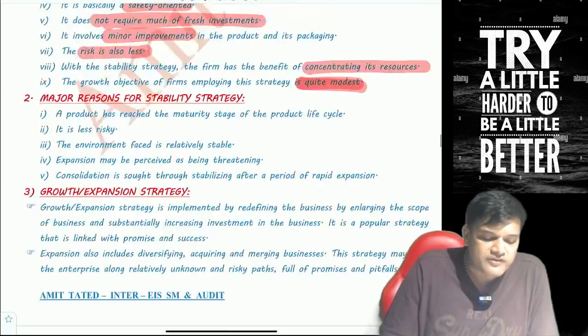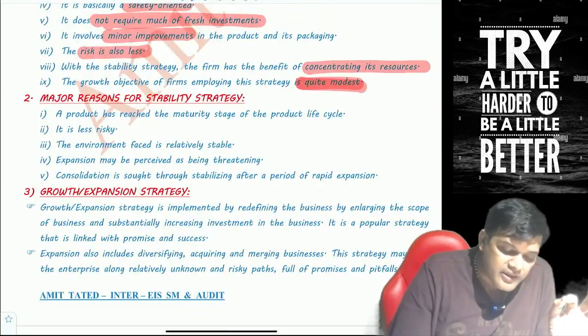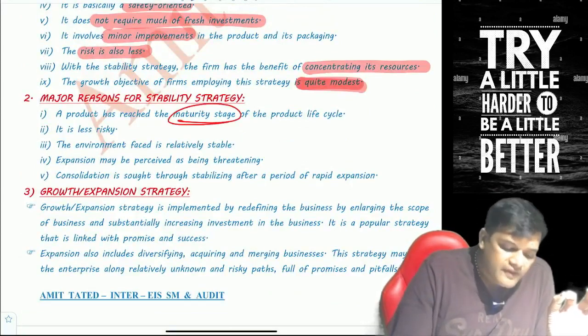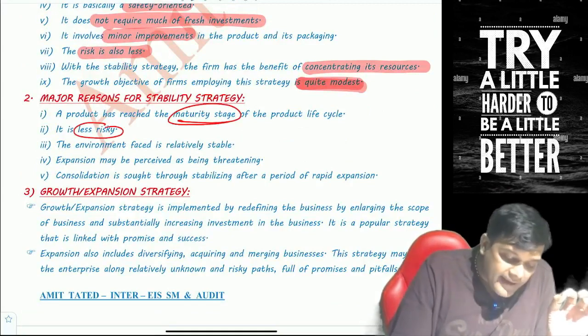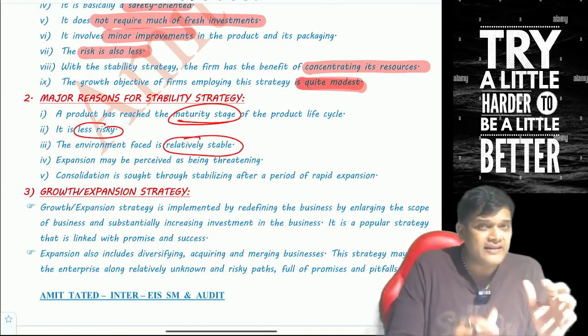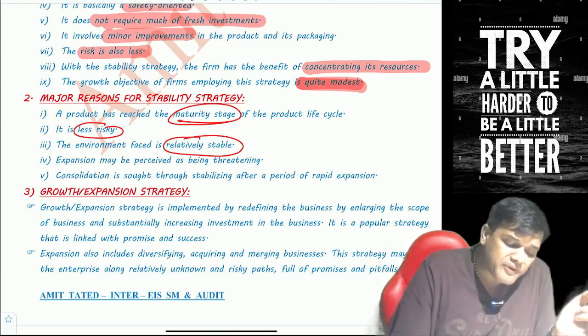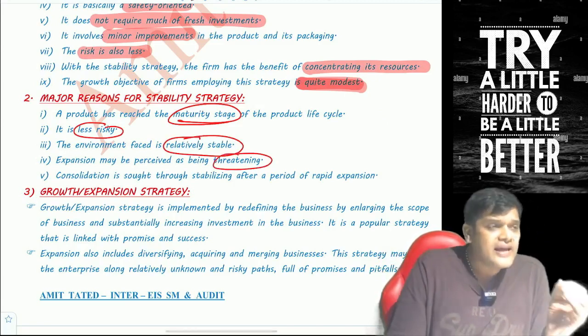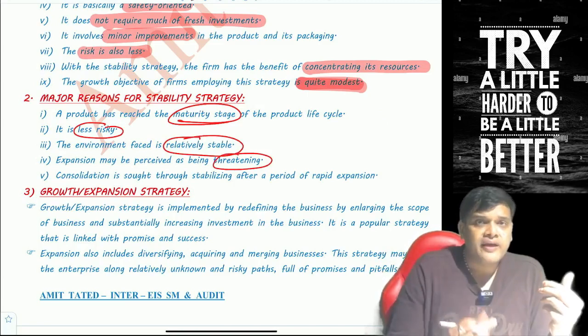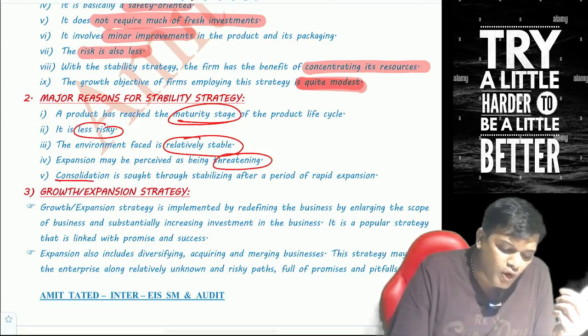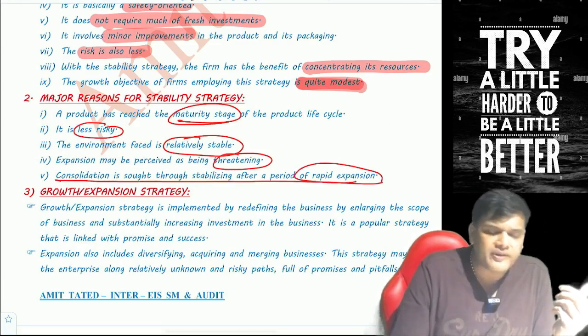Okay, why we should prefer stability? First, where the product has reached its maturity phase. Second point, it is less risky. Third, the environment is relatively stable. Meaning there are no changes in the environment, so why would I do anything new here? Next, the expansion may be perceived as threatening. Meaning if I do expansion, it is a threat for me. And the last concept, consolidation is sought through stabilizing after a period of rapid expansion.